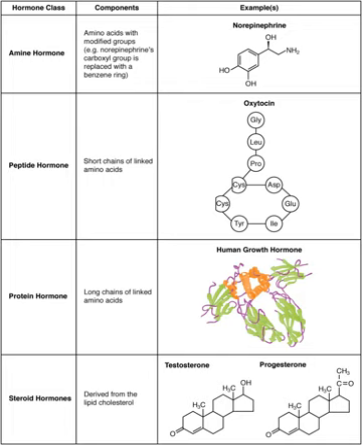Control of the reproductive cycle. Hunger cravings. A hormone may also regulate the production and release of other hormones. Hormone signals control the internal environment of the body through homeostasis.